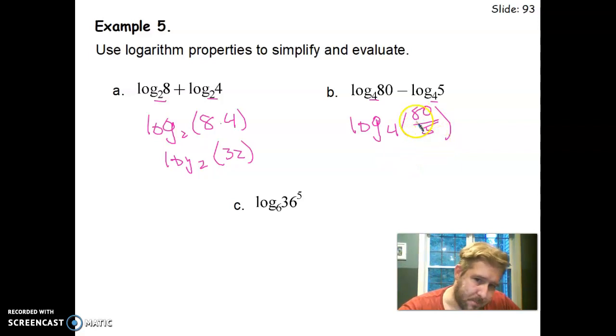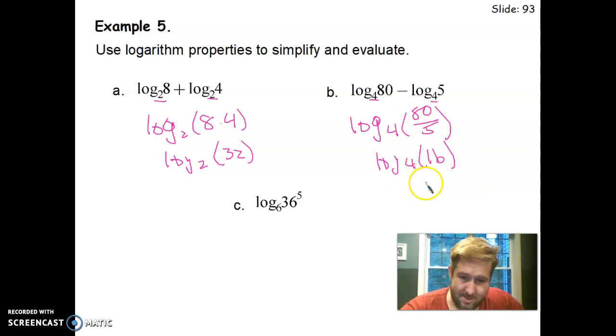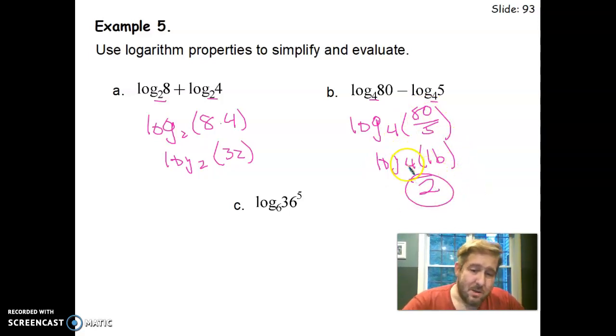No, 16. Sorry, 16. That'd be log base 4 of 16. Oh, you know what? And that answer is 2, right? Because 4 to the second power is 16.